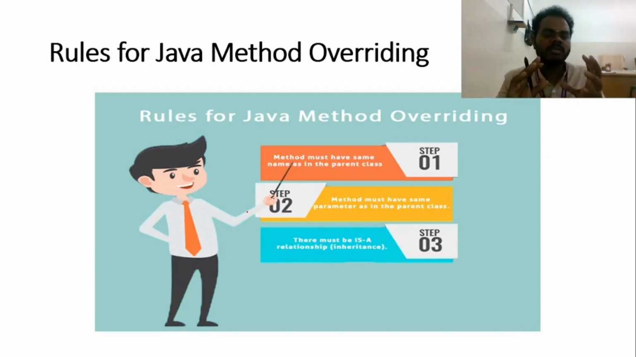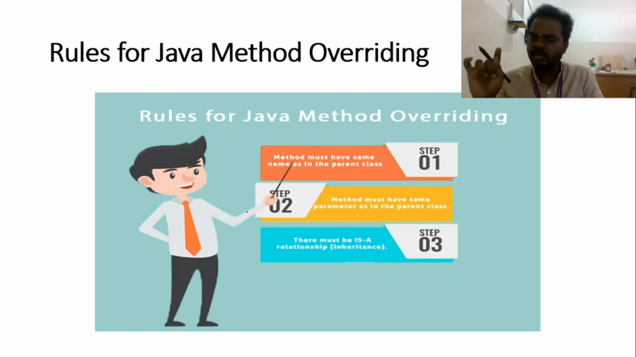Next, what are the major rules for Java method overriding? We have only three rules here. The first rule is that the method name should be the same as in the parent class. For example, if you are declaring a method named display, it should be declared in your parent class. The second rule is that the method must have the same parameters as in the parent class.